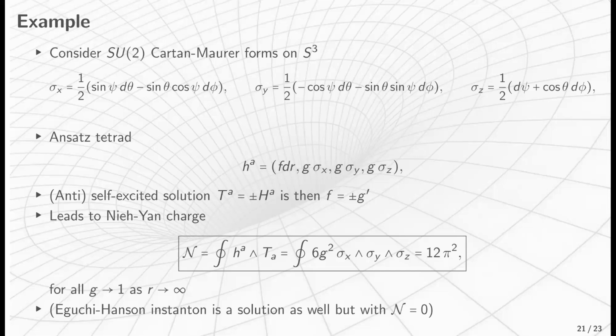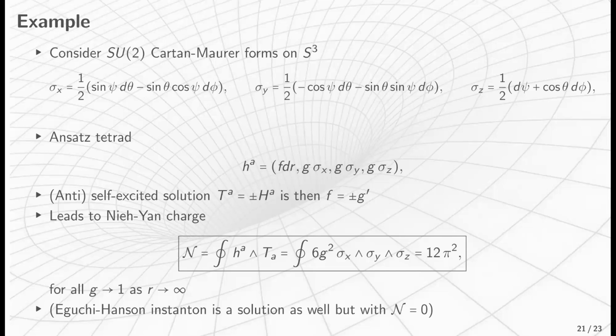Because on S3 you have these so-called Cartan-Maurer forms, sigma x, y, z, which in Euler angles have these expressions. And they have some very nice cyclic properties. With these cyclic properties, you can find an ansatz which very easily satisfies all the conditions you want it to satisfy. So I was able to find so far one ansatz which satisfies this.